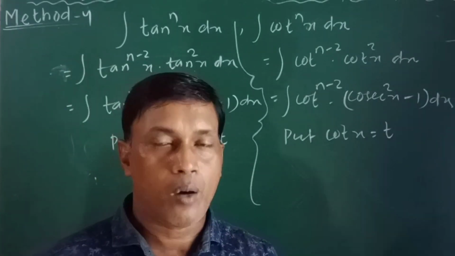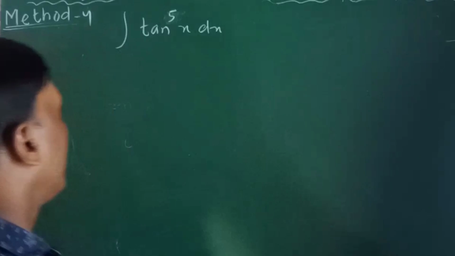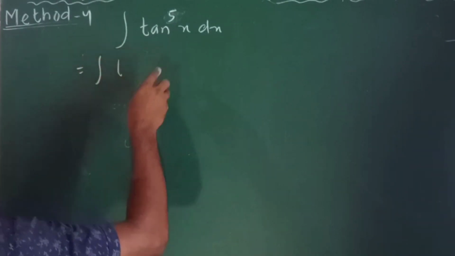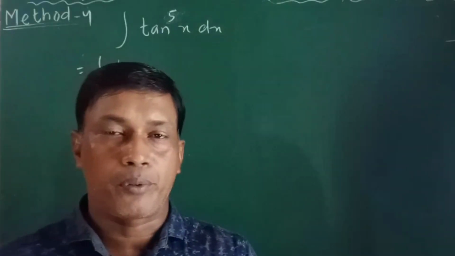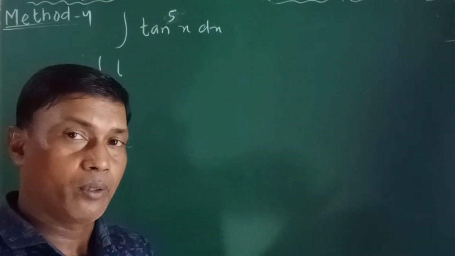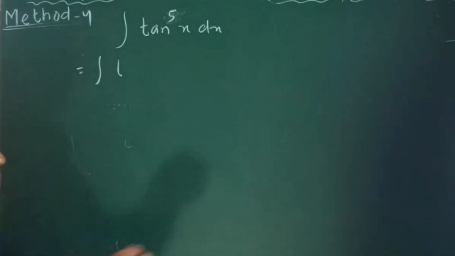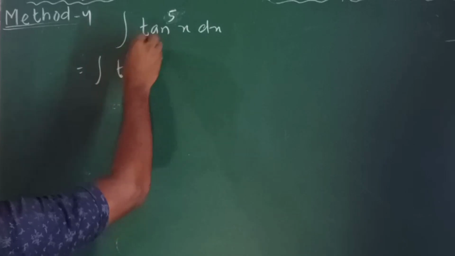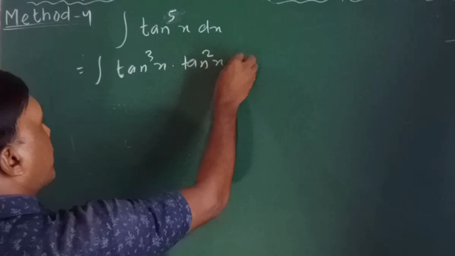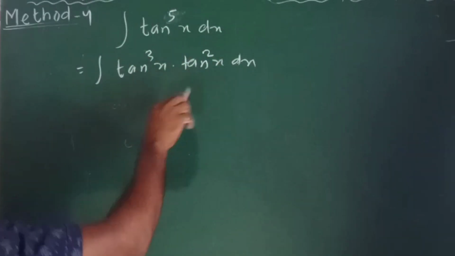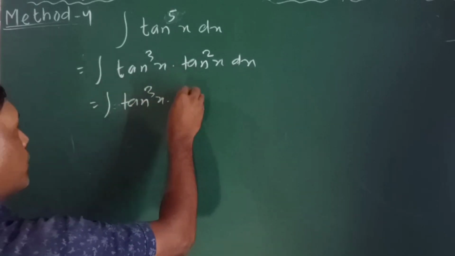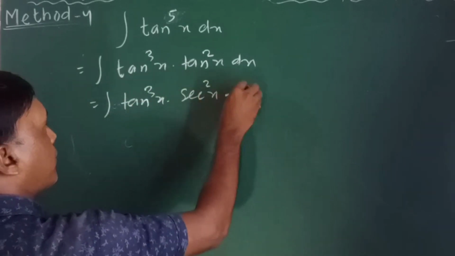How? Take an example. Now to integrate tan to the power 5x, as I have already said, if you have tan to the power n, then you have to separate tan square, whether the power is even or whatever it may be. That means tan to the power 5 can be written as tan cube x into tan square x. Simply separate tan square. Now this is tan cube x into this tan square x, which is sec square x minus 1, into dx.